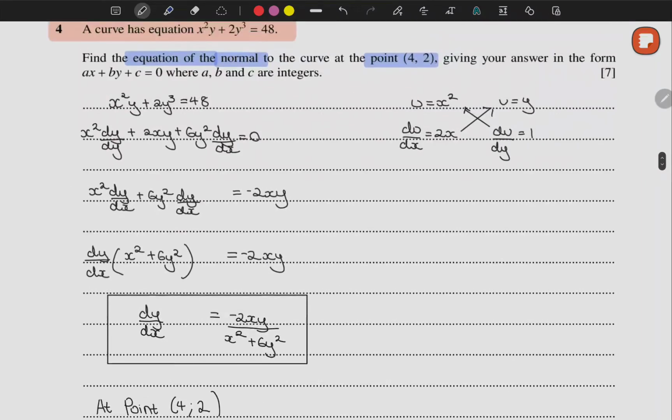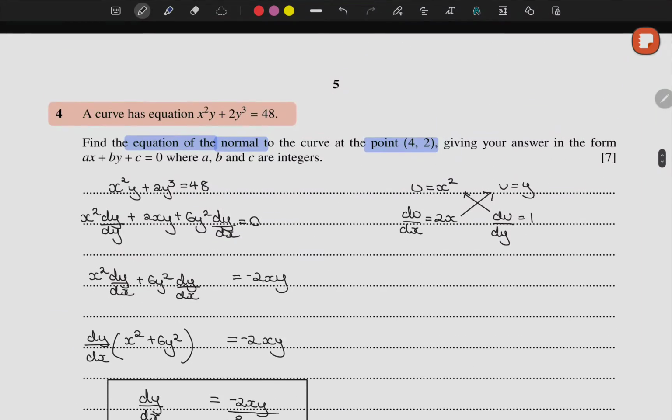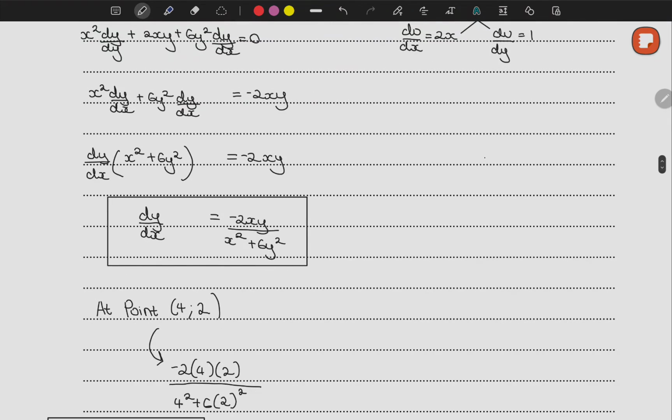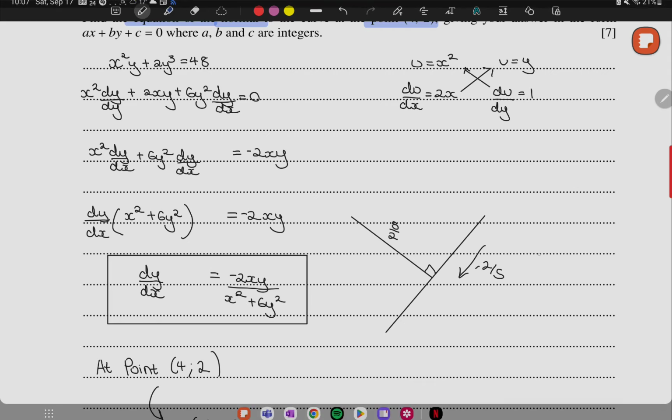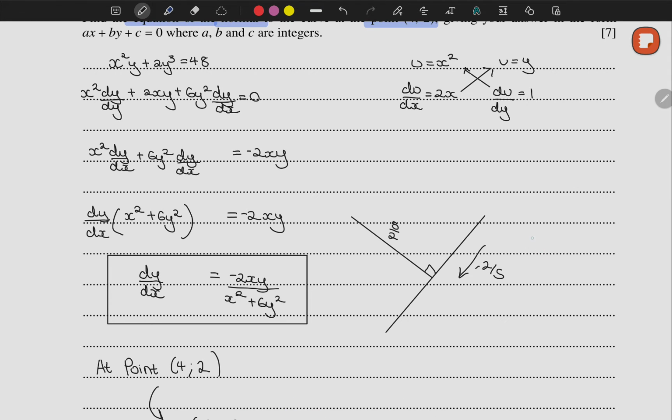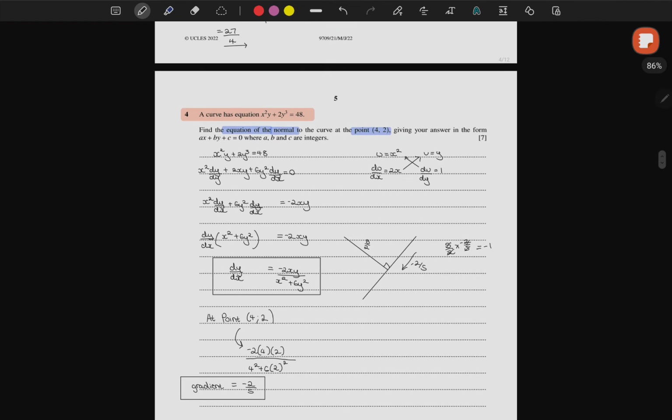Now, because I want the equation of the normal, we know that the equation of the normal basically means that these two lines are meeting at right angles. So if this gradient is negative 2 over 5, this gradient has to be 5 over 2. And you can always check your answer, because the product of these two gradients has to give you negative 1 all the time. So 5 over 2 times negative 2 over 5 cancels, and that just gives you negative 1. So that's always one way to check it.